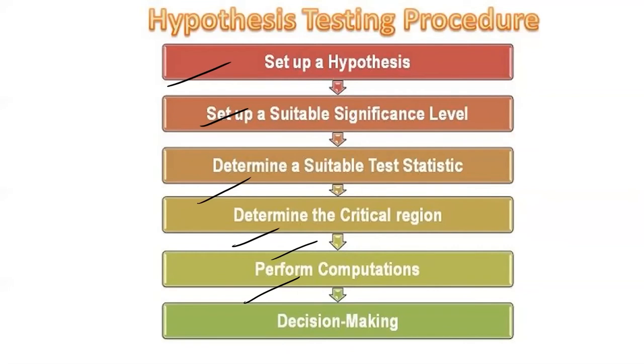So I am repeating because stepwise questions are very famous in NTA UGC NET nowadays. First of all, we set up the hypothesis, then we set up the suitable significance level, then we determine the suitable test statistics, then we determine the critical region, then we perform the computation, and at last we make the decision.